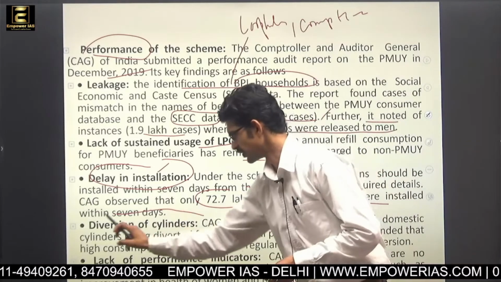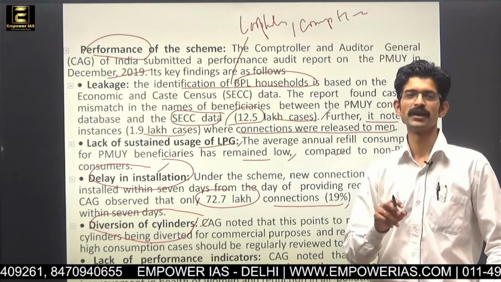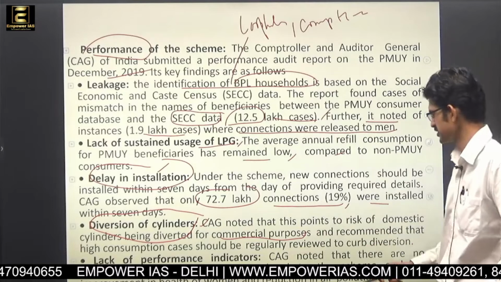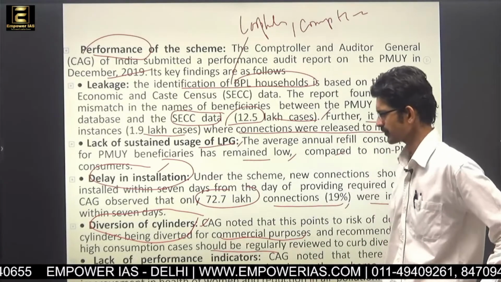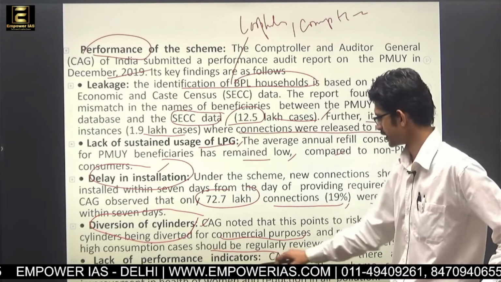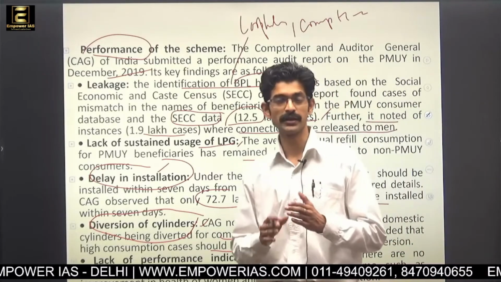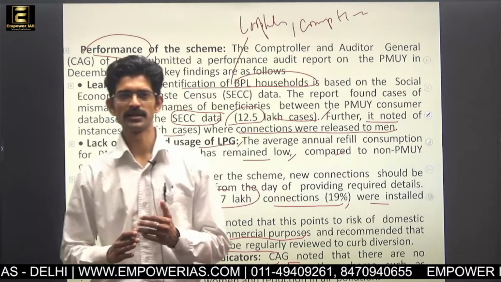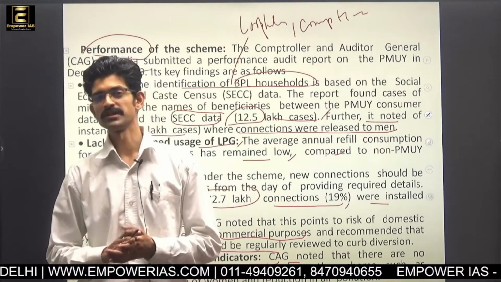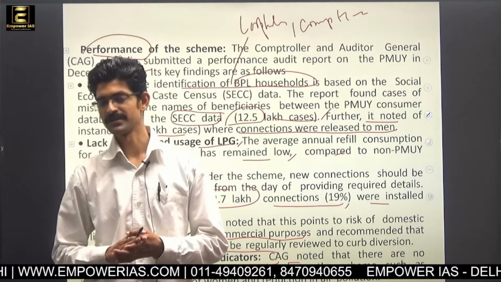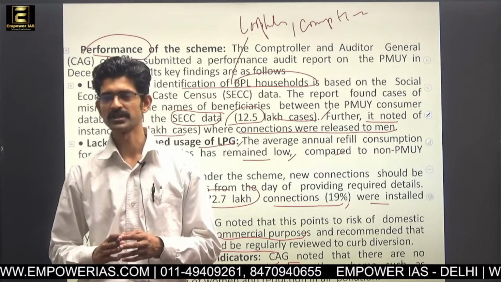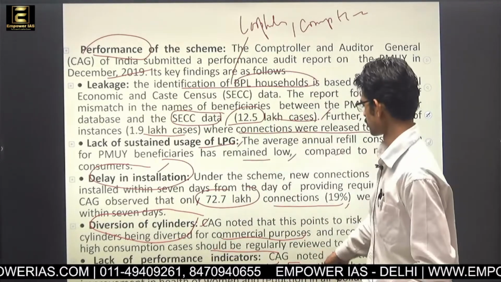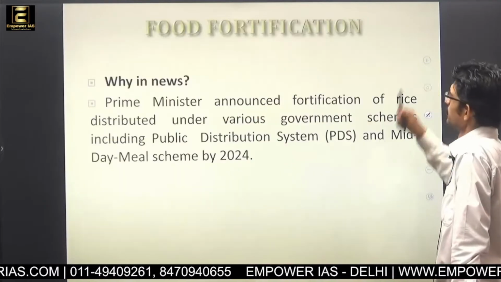Now, diversion of cylinders: cylinders allocated for the poor families are diverted to the affluent and rich caste families of the villages, and that is used for commercial purposes and recommended to high consumption cases. Now the last is the lack of performance indicators. The CAG report shows that the performance indicators are not performing well in terms of LPG availability, proper consumption and utilization by BPL household families. Why? Because there is leakage in the LPG connections, there are affluent families and industrial connections, and the beneficiaries who have the LPG connection are not able to reuse the connection very well. That again is a worry for the Comptroller and Auditor General and the Government of India.